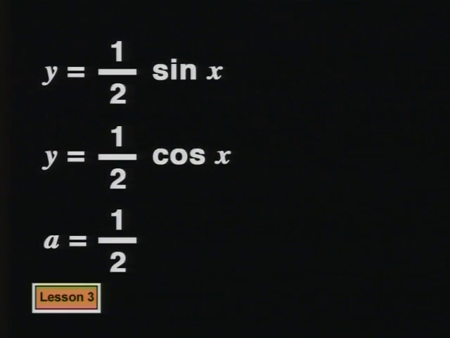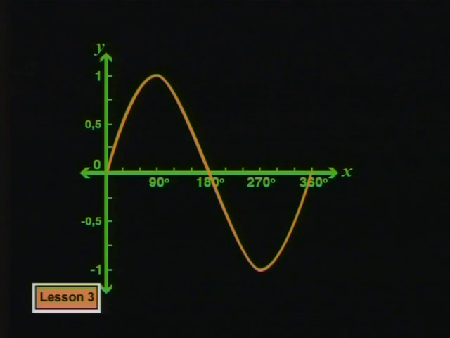The new graphs will look the same as the parent graphs, except that because a is equal to a half, all the y values will stretch by a factor of a half. But what does it mean to stretch a graph by a factor of a half? Well, the maximum point on the parent sine graph will move from 1 down to a half, and the minimum point on the parent graph will become negative a half.